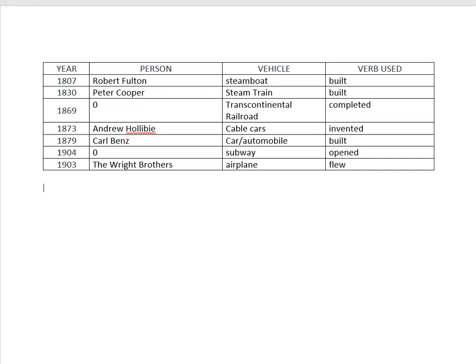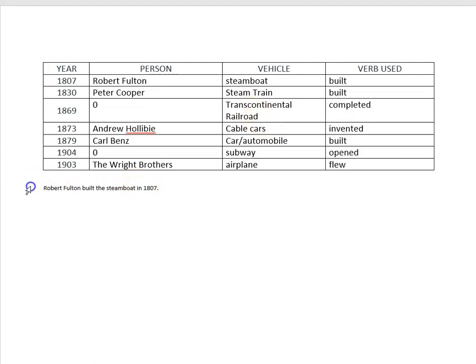For example, what is my subject when I talk about this? My subject is either who or what. In this case, it's who. I have a person. So I say Robert Fulton. What is my verb? Built. And what is my complement? The steamboat. When? In 1807.